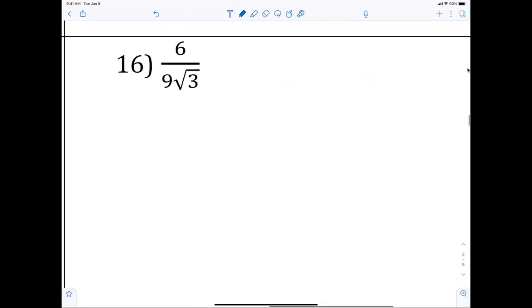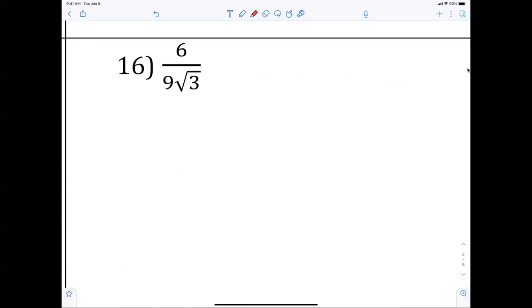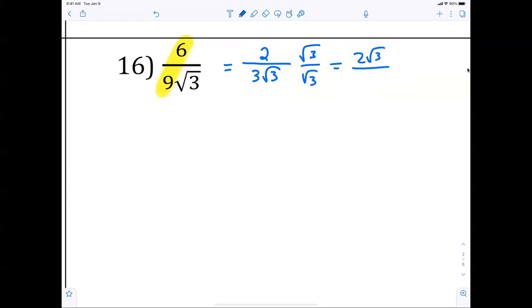All right. 16, what should I do first? Yeah, you want to try to simplify so that I can reduce by what? To 2/3. So we're going to say 2 over 3 radical 3. Everybody good with that? Multiply the radical 3. We get 2 radical 3 over 9. All right. Anybody have any questions with that?